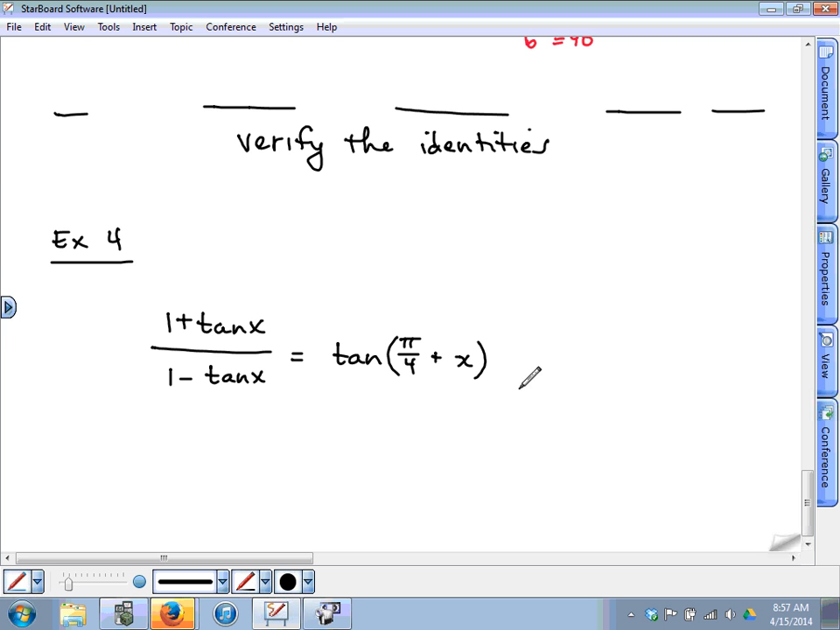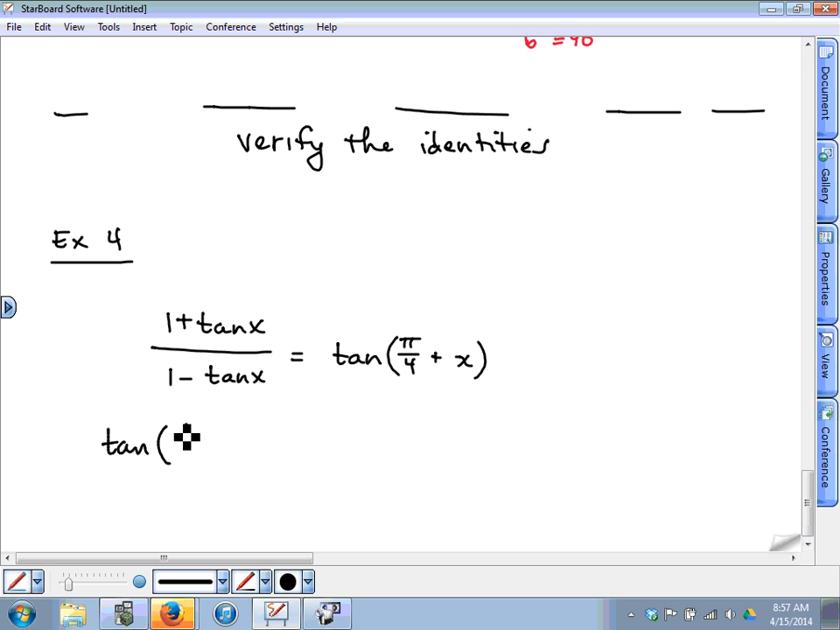Anyway, which side do we want to start with? Keep in mind what section this is coming from, guys. What section are we doing here? Sum or difference identities. Does any of these sides look like we might be able to use one of those identities? Doesn't the right side kind of look like it? So maybe we should start there. Let's do the right side.